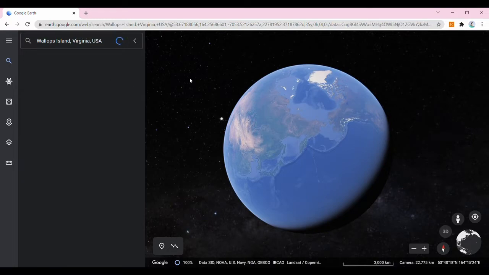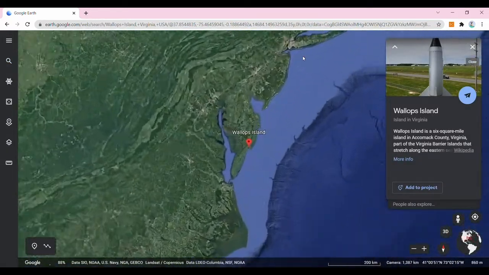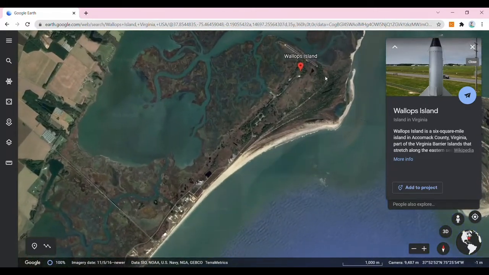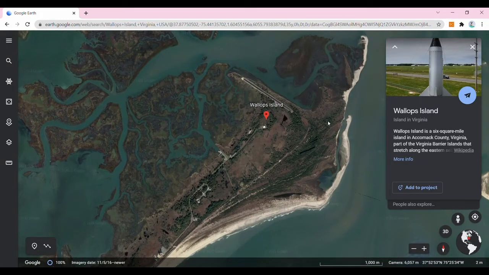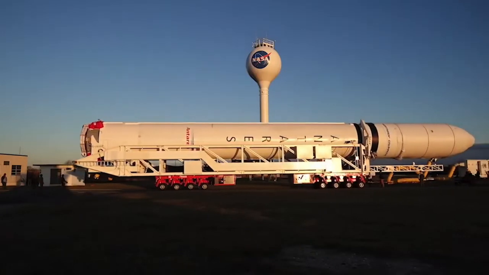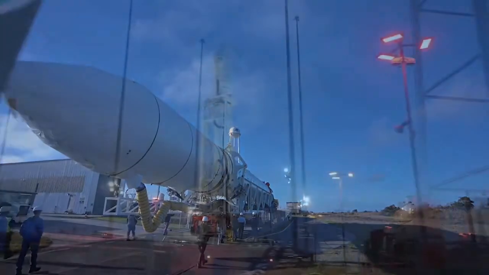One of the case studies is the Wallops Flight Facility Emergency Shoreline Stabilization Project. Wallops Island is a 6 square mile island in Accomack County, Virginia, part of the Virginia Barrier Islands that stretch along the eastern seaboard of the United States of America.